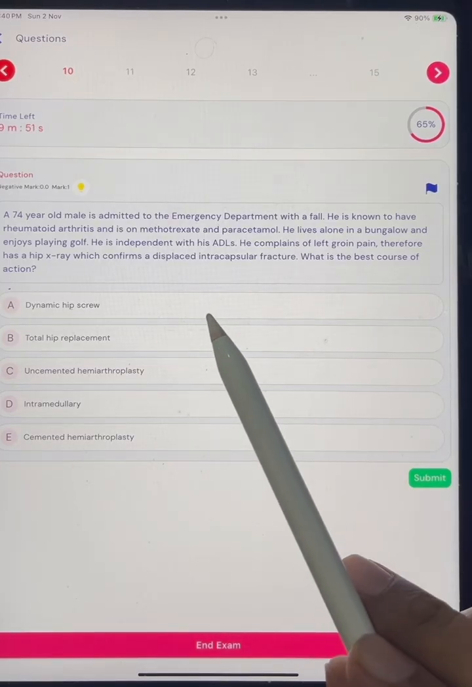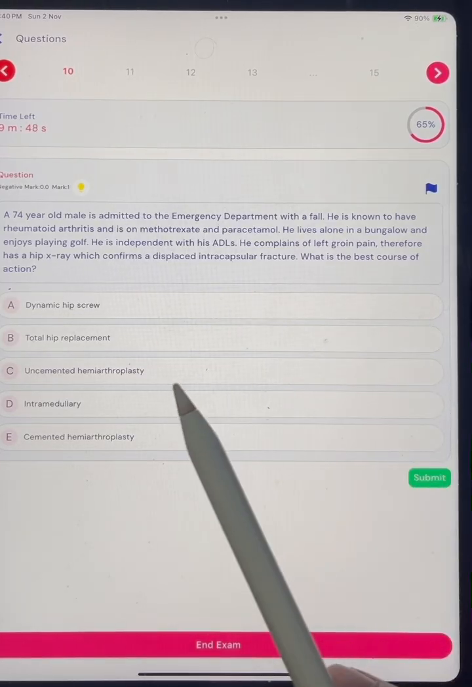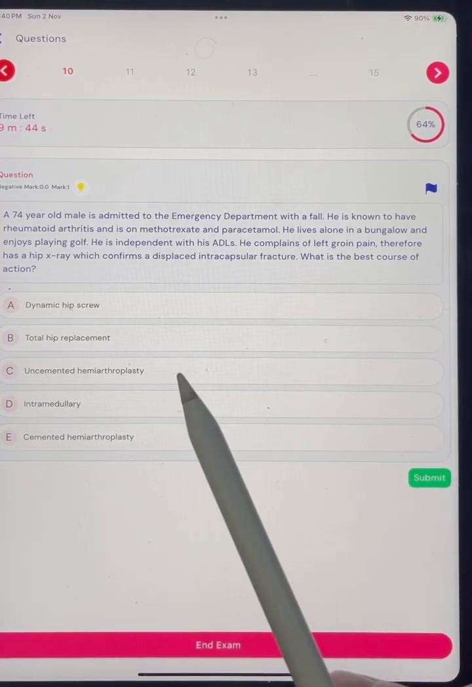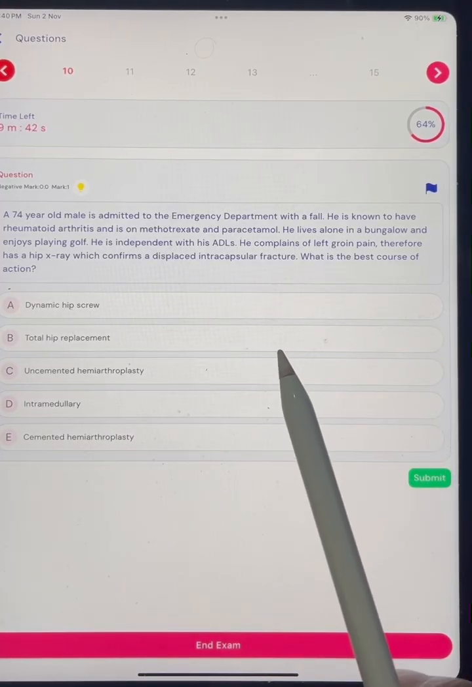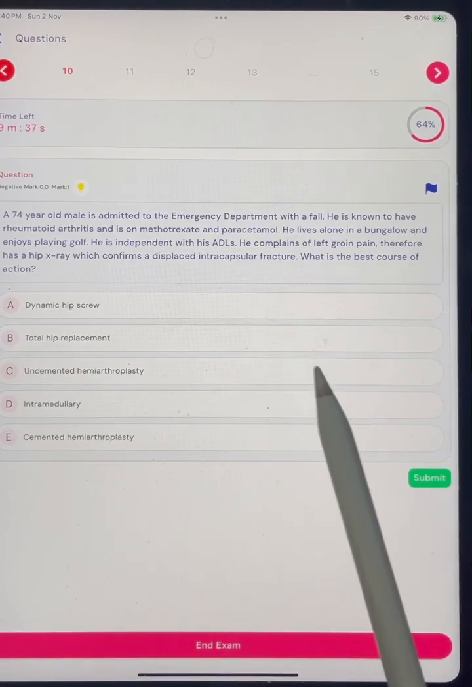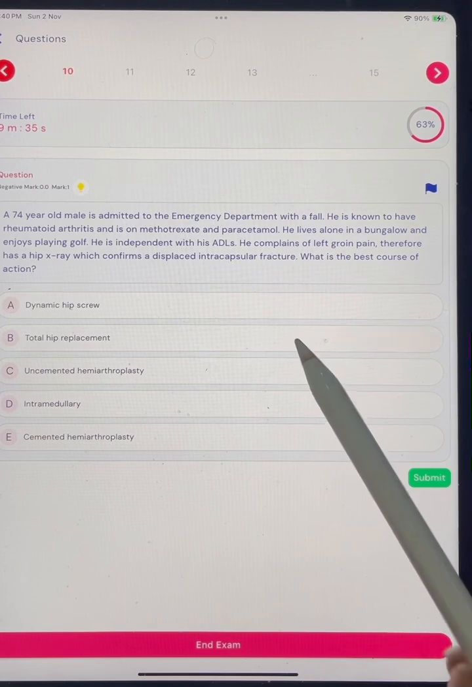74-year male is admitted to the emergency department with fall. He is known to have rheumatoid arthritis and takes methotrexate and paracetamol. He lives alone in the bungalow and plays golf. He is independent. He complains of left groin pain. Hip X-ray confirmed displaced intracapsular fracture. This requires total hip replacement. He is living alone.